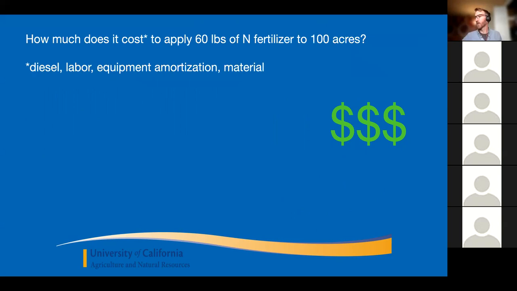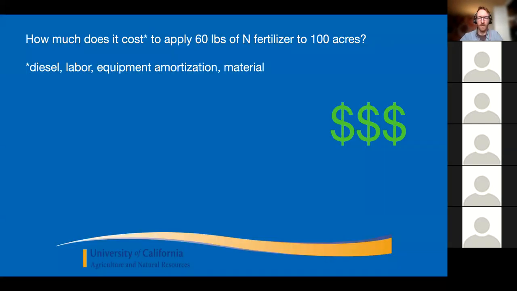So the next poll is fertilizer costs. How much does it cost, including diesel, labor, equipment, or amortization, to apply 60 pounds of fertilizer to 100 acres? And I've got a couple choices here.